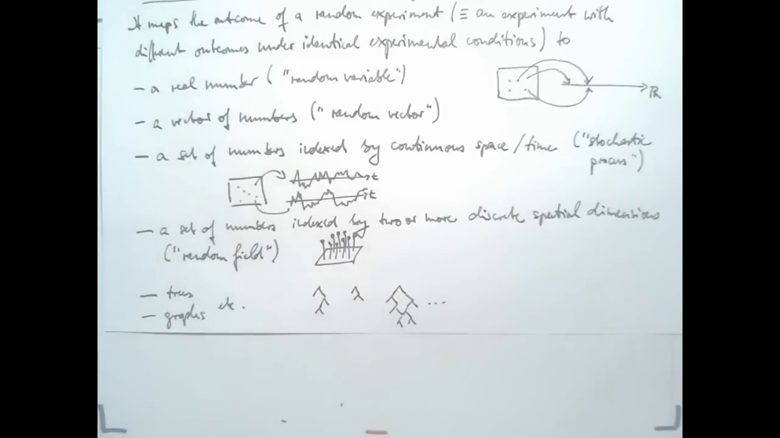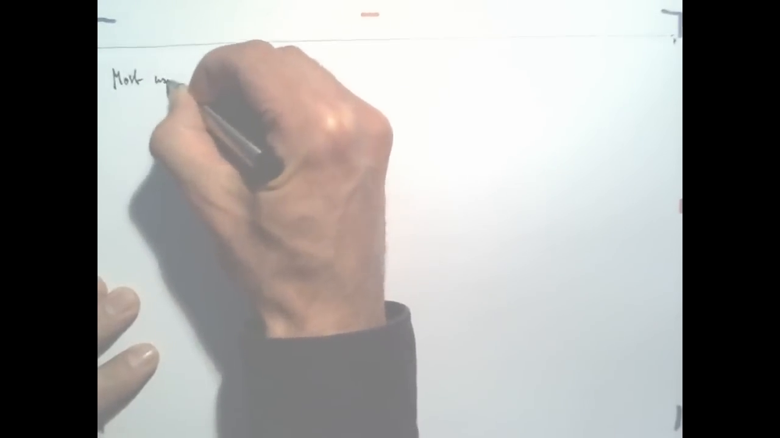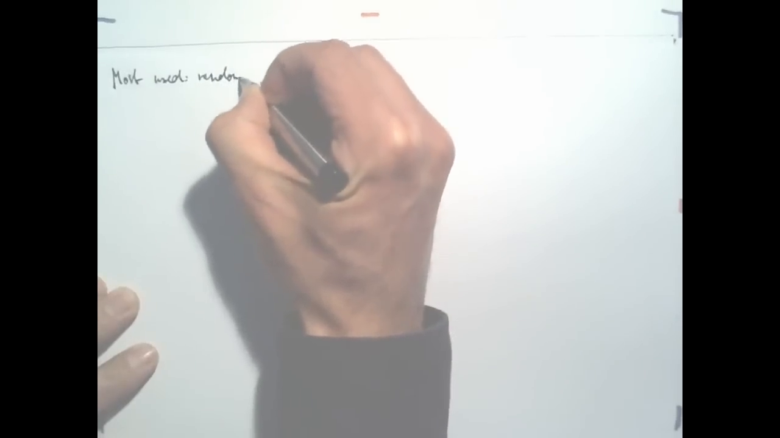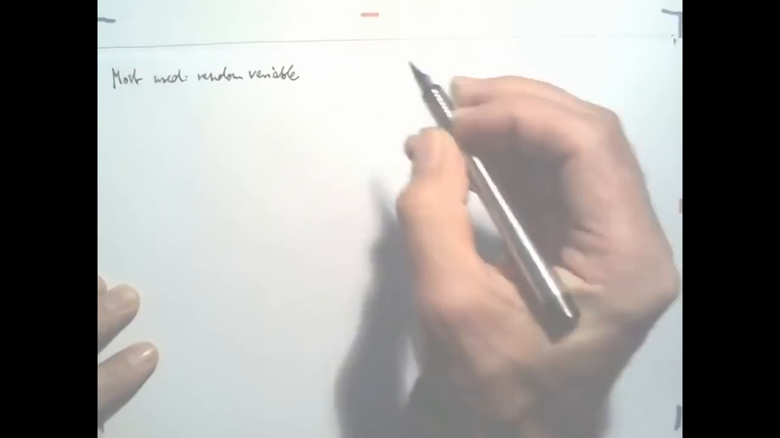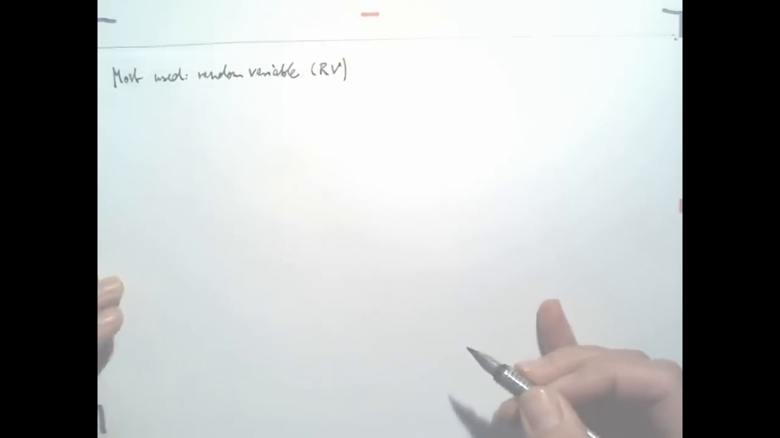Now, the most frequently used term, however, is really the random variable. This is often abbreviated as RV. And if people don't want to talk about random element and all that, they often say random variable even if they mean a vector or a random field and so on. Okay.